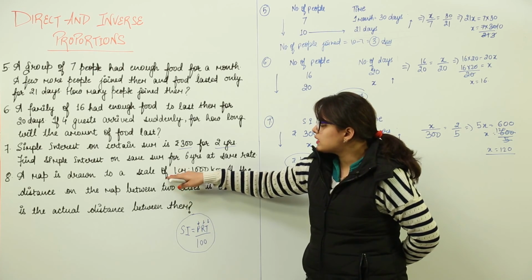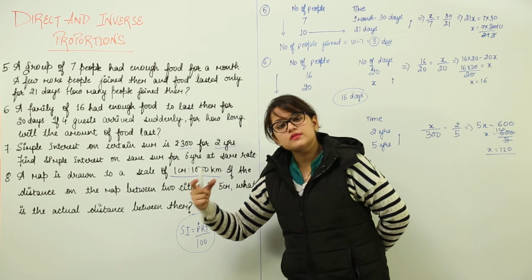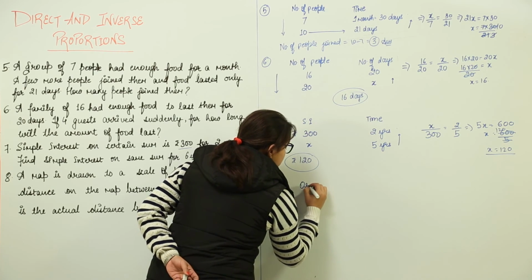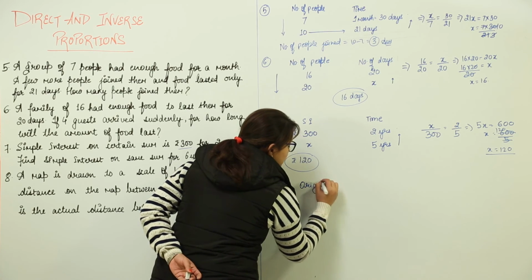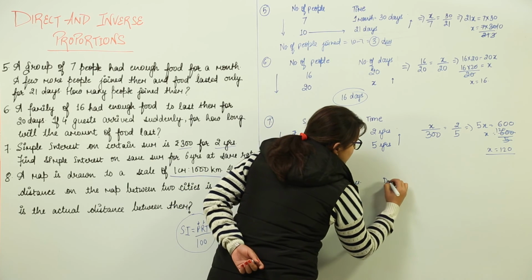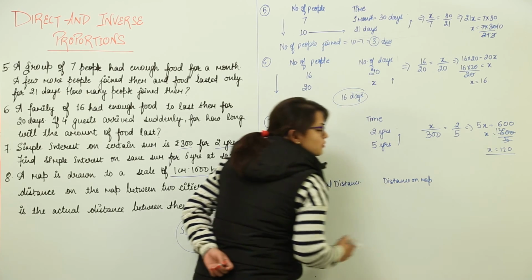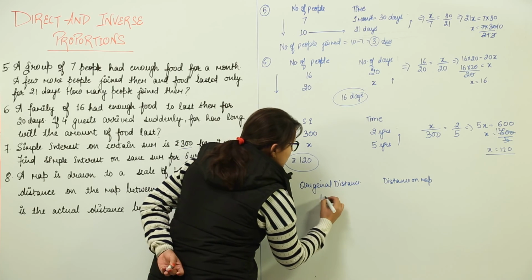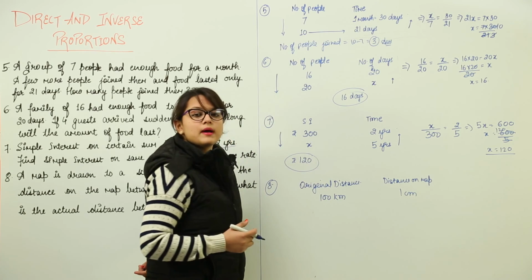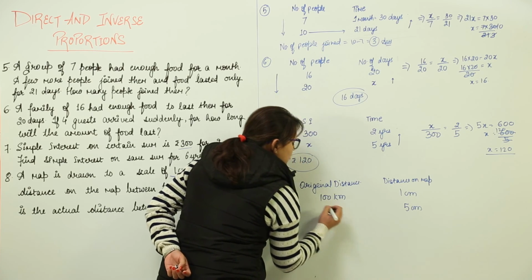See, on the map, if 1 centimeter is there, it is representing 1000 kilometers. So how much will 5 centimeters represent? We are going to do it now. So we will write the original distance on one side and the distance on map on the other side. So we will write 1000 kilometers. 1000 kilometers is the original distance. We will be writing 1000 below the original distance and 1 centimeter below the distance on map. Now we have 5 centimeters distance on the map. We have to find out the original distance.